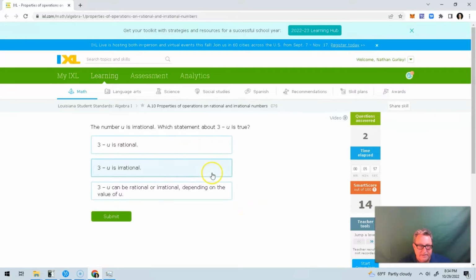Alright, let's see what else we have. The number u is irrational. Which statement about 3 minus u is true? Well, irrational minus an irrational is going to be irrational.